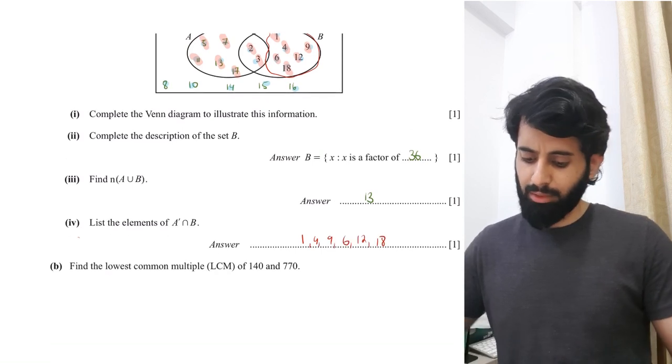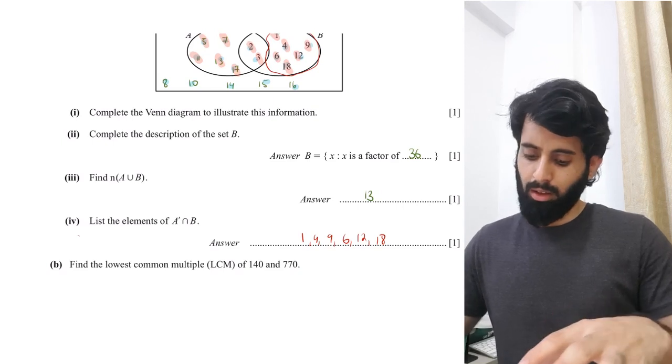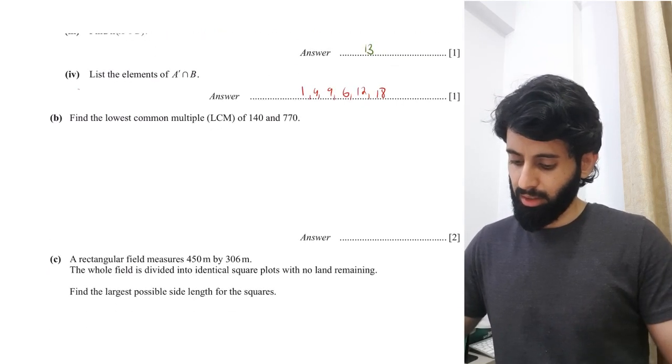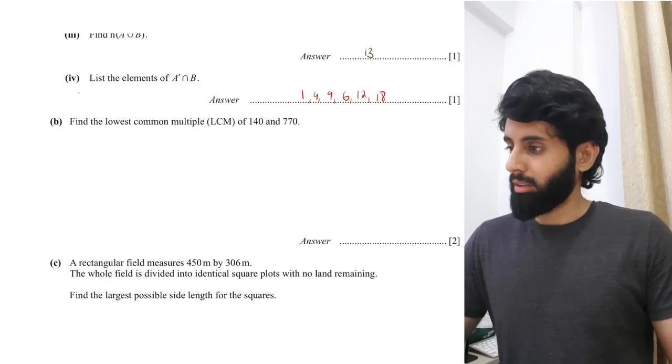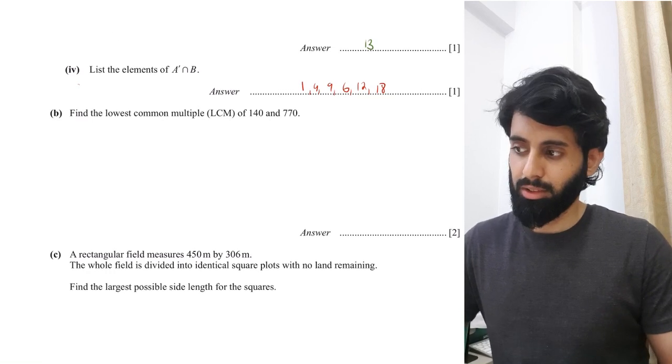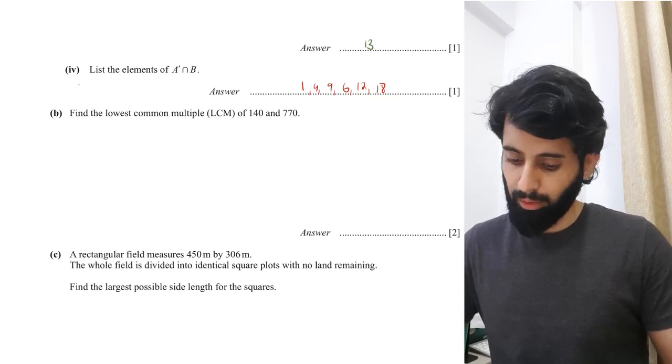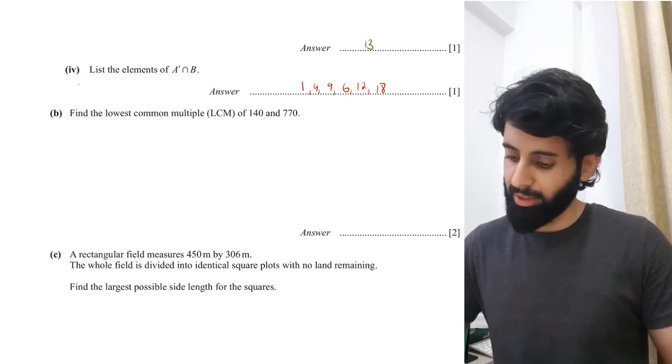You don't necessarily have to give it in ascending order, you can get away with it. Let me just double check. 1, 4, 6, 9, 12, 18. In fact, I did not give it in ascending order, I just realized.